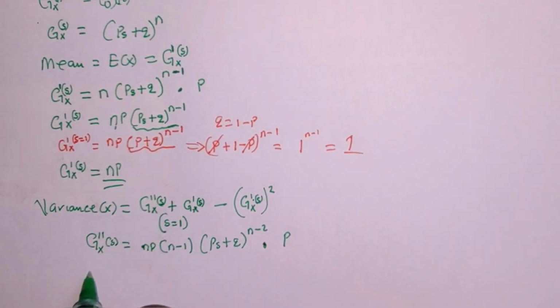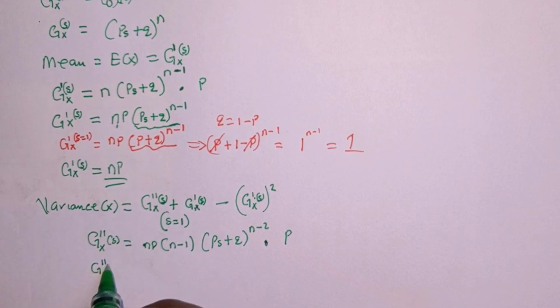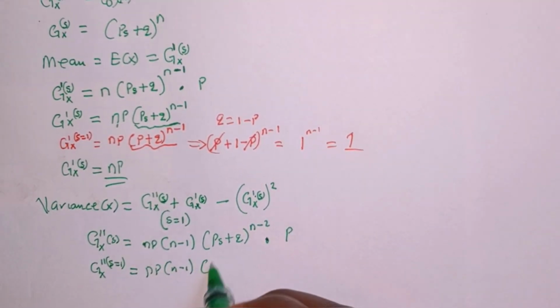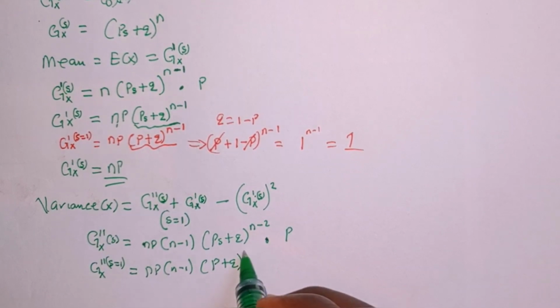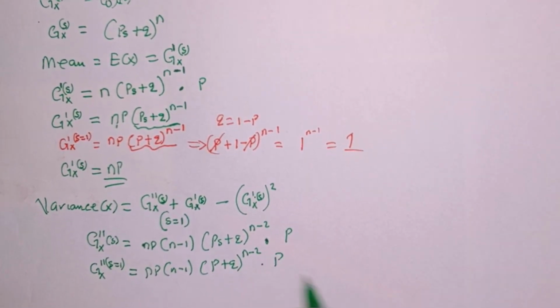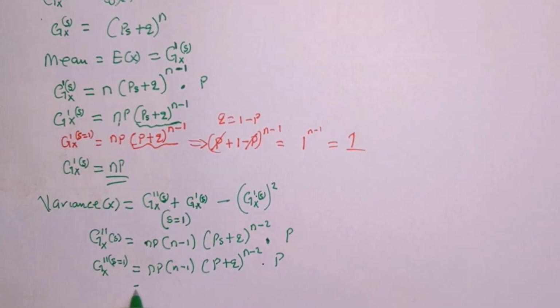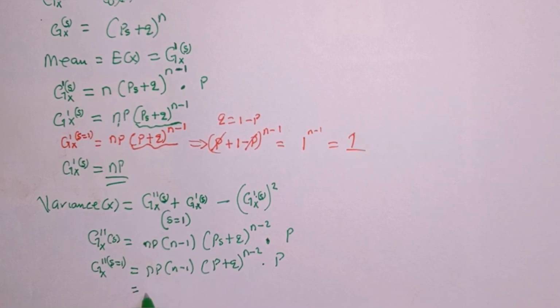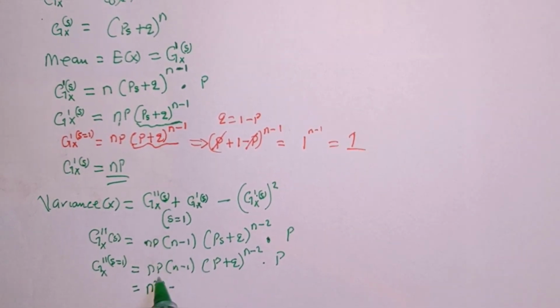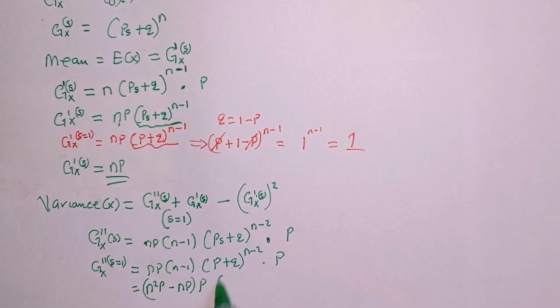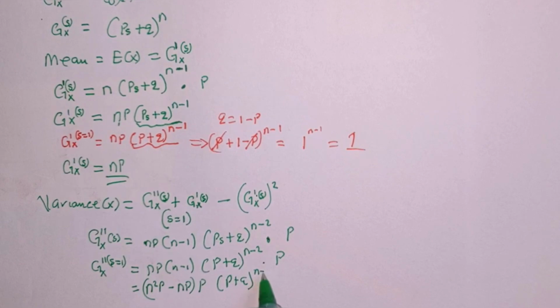So what are we going to do next? Then we substitute s equal to 1, which gives np into n minus 1 into, if you substitute 1 here, p plus q raised to the power of n minus 2, then multiply by p. We're going to expand this. We have np times n minus 1, which gives n square p minus np, then multiply by this p here, then into the bracket of p plus q raised to the power of n minus 2.